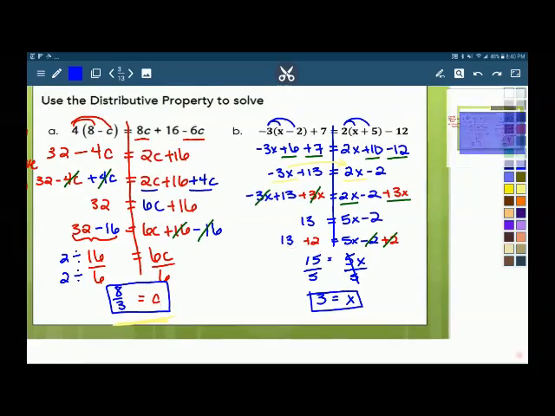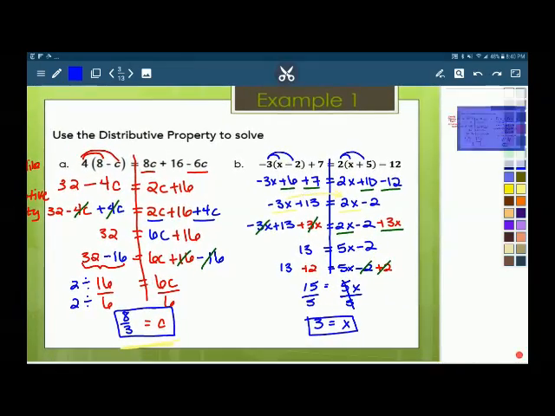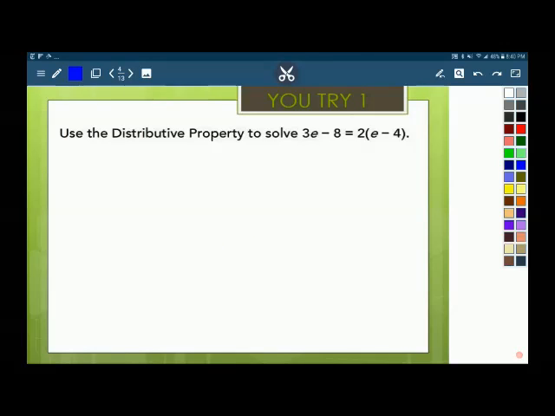Two different problems. Part B was a little more complex because we had two distributive properties, one on each side. We also had some like terms we had to combine together first before we could continue. Now, there are a lot of steps in that, but it all really is the same process, just over and over again with different like terms. So I've given you two different parts here in this example. I want you guys to give this a try in your first try. Solve for E.